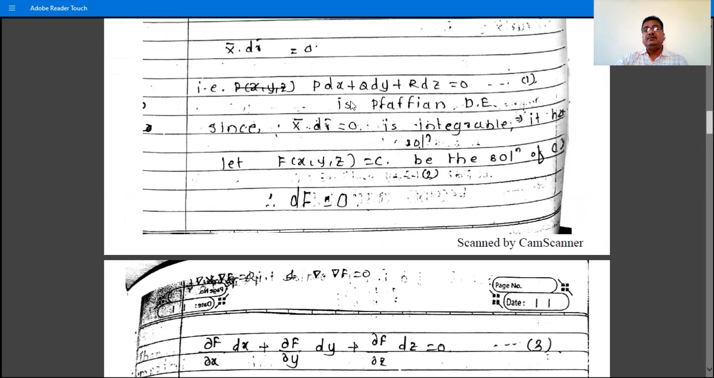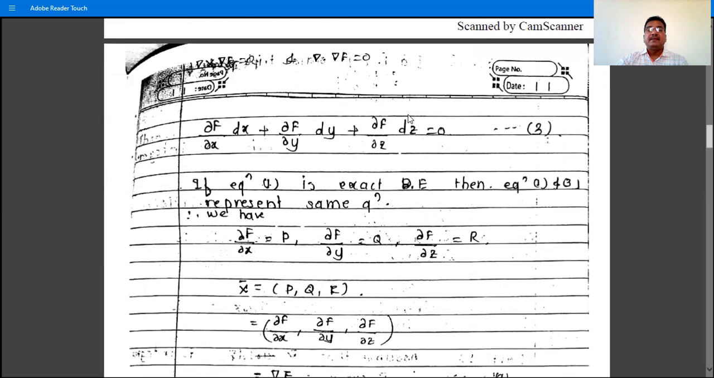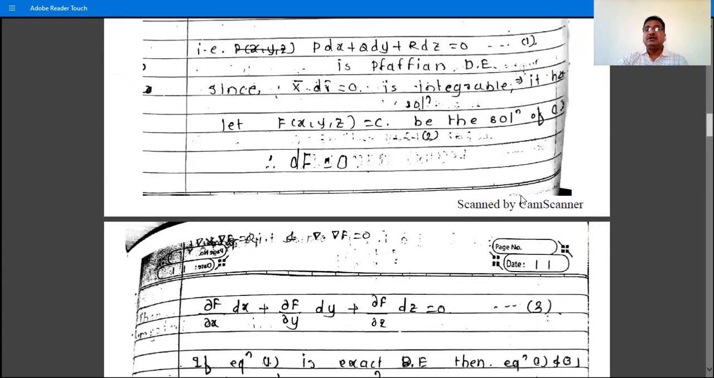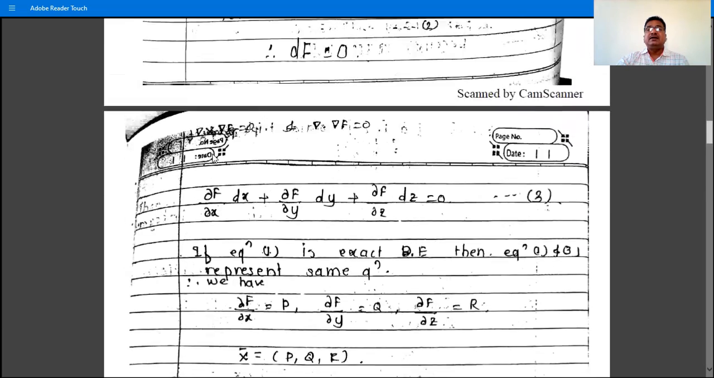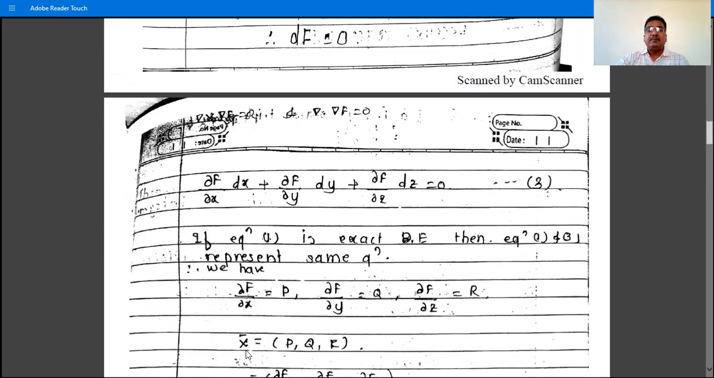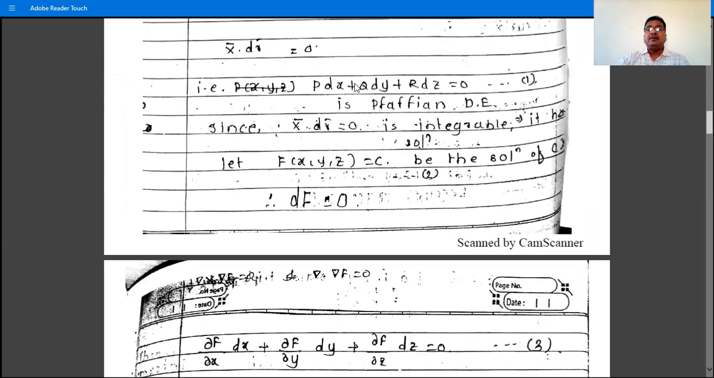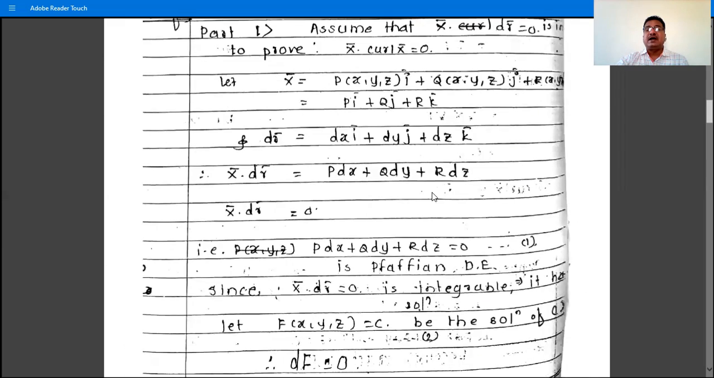That is, after multiplying the integrating factor, it becomes an exact differential equation. So suppose 1 is an exact differential equation, then 1 and 3 represent the same equation. If the given equation is exact, then P is ∂f/∂x, Q is ∂f/∂y, and ∂f/∂z is R.